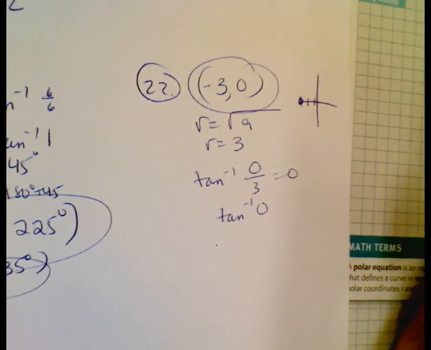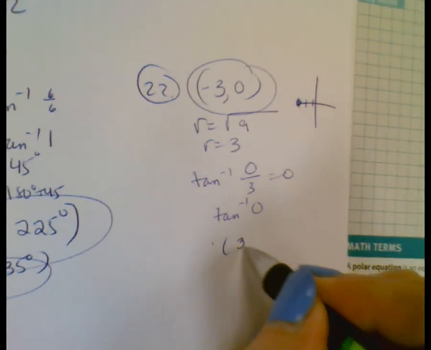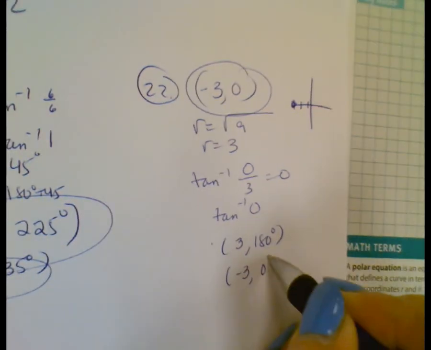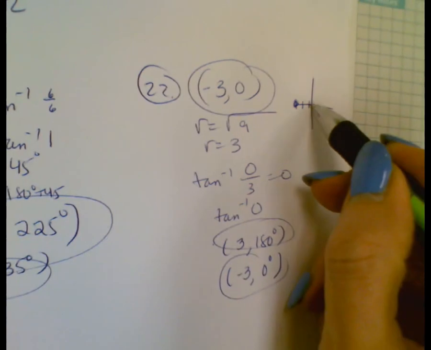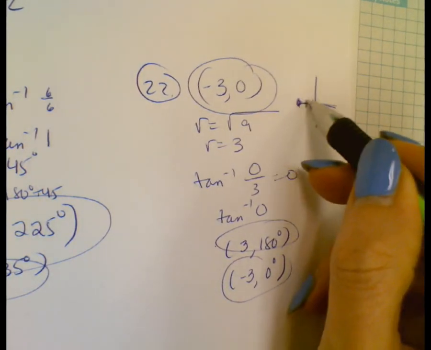So if you're just trying to write that, you could say 3 at 180, or you could say -3 at 0 degrees. They're both correct. Because 0 degrees is over here, but negative means to go the opposite way. Or if you're at 180, you just go that way.